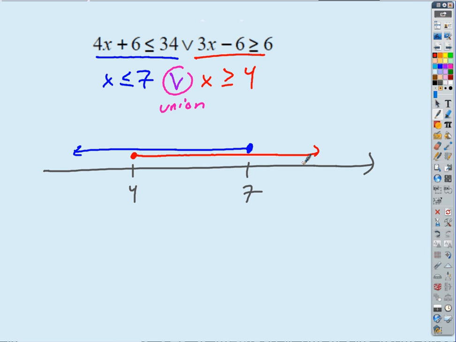Okay, so what are the x values that are true for either one of those? What x values would be true for either the blue interval or the red interval that exists? Say it again. Any number. Yeah, right. So the answer is all reals in that case. Okay, everybody see that?